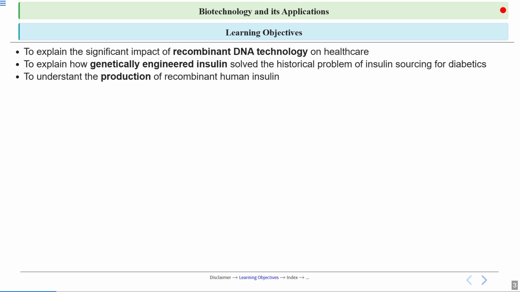Then we will understand the production of recombinant human insulin. We will see how this recombinant human insulin has been produced. So let's go ahead.